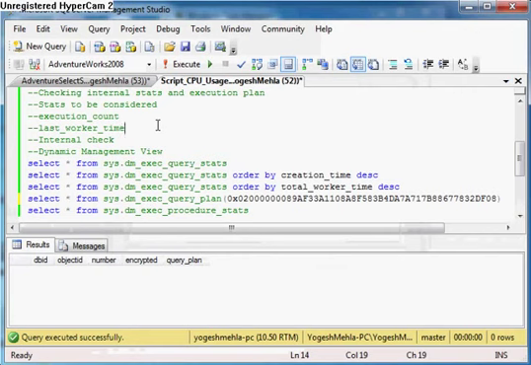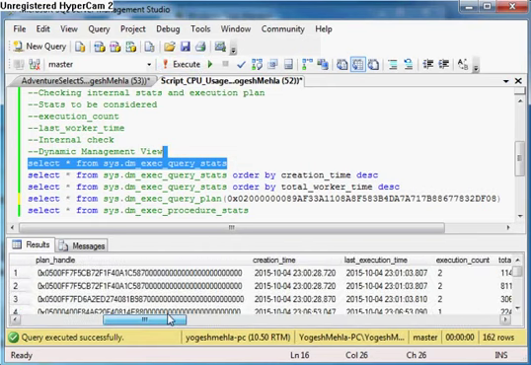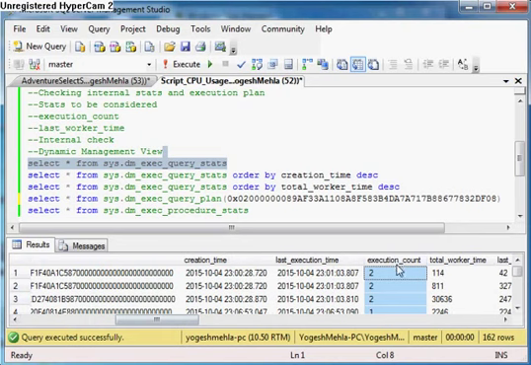Now coming toward this one. As I told you, this is the query, basically these are the DMVs, sys.dm_exec_query_stats. Now if I execute this, I get the query stats. Now there are few things which I have to focus on. First of all, execution count. Second is total worker time.